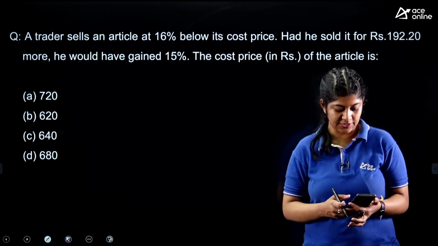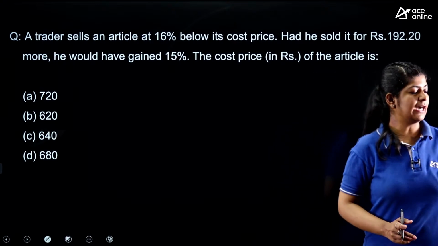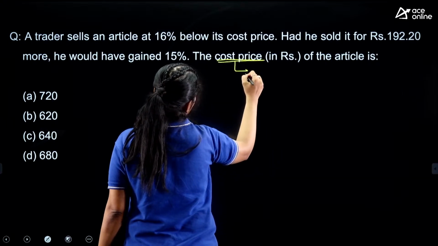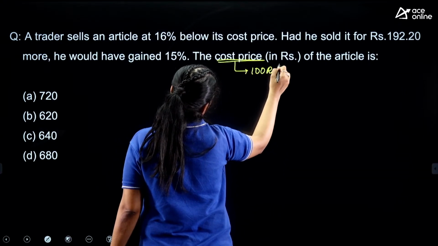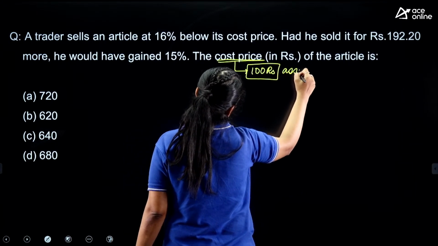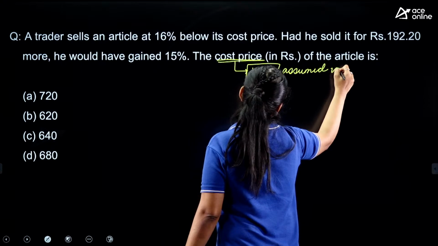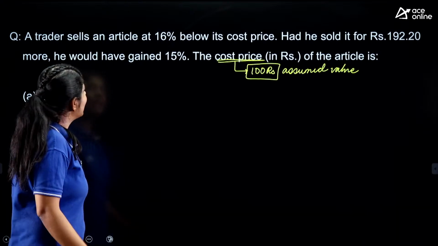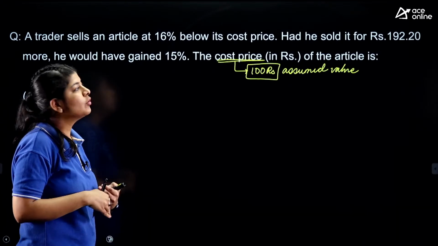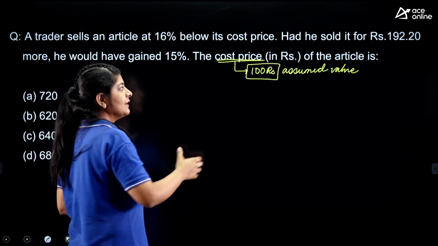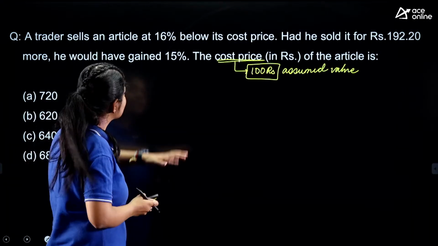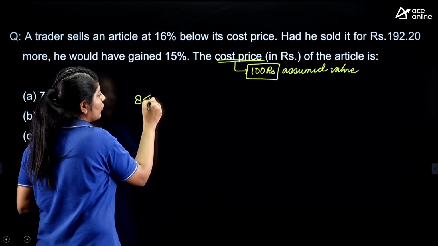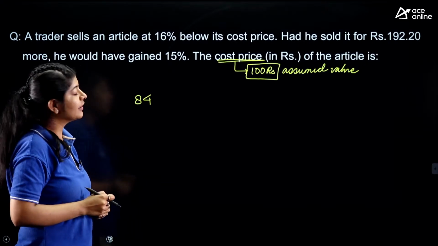Any one of you in the comment section? Okay, let's start discussing this as well. So I'm just assuming that the cost price of a particular article is 100 rupees, right? This is my assumed value. The question is saying that a trader sells an article at 16% below its cost price. The cost price that we assumed is 100, so 16% of it is 16 only. So we can say that he is selling it at 84 rupees, right?